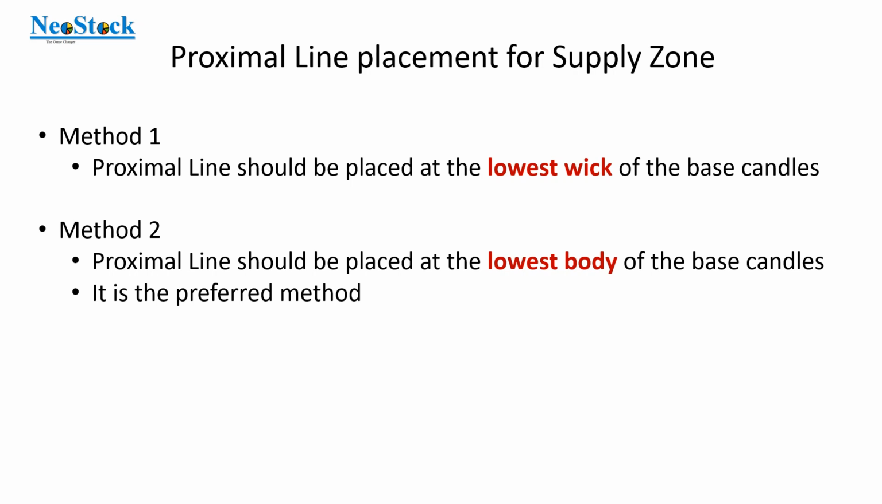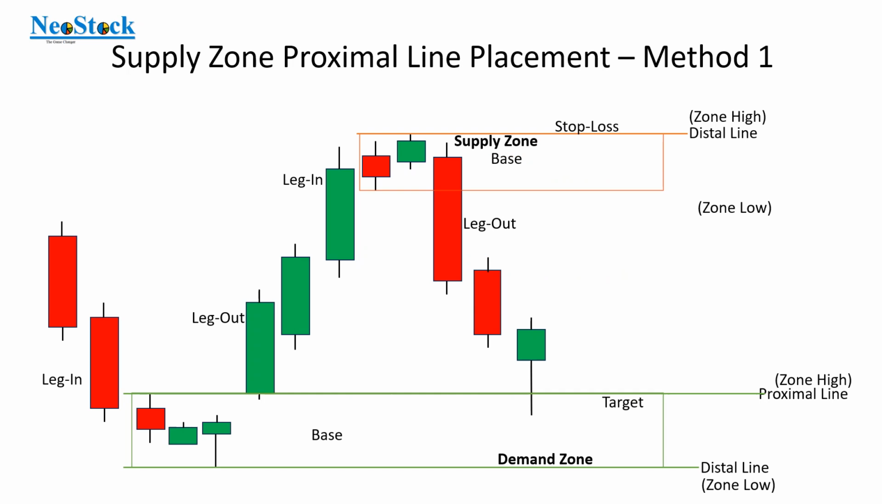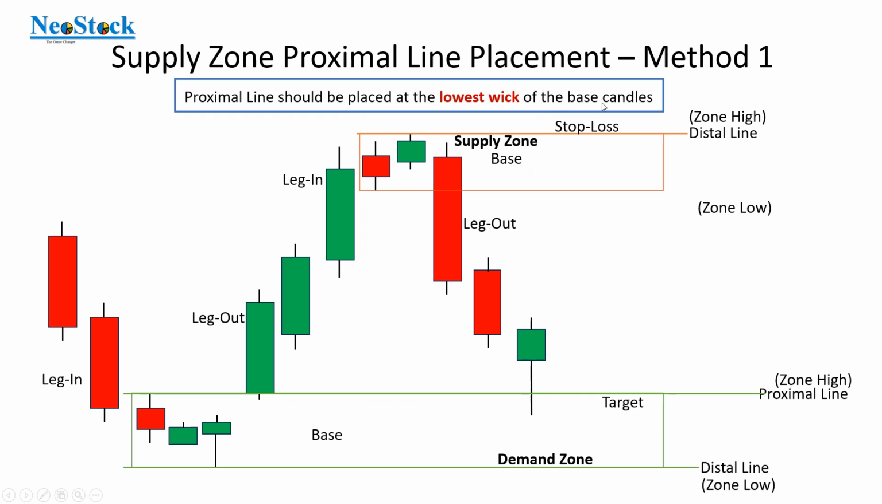And method 3 says the highest body of the base candles. So these are the three methods. Let us look into the charts for all these three scenarios. So what is method 1? The proximal line should be placed at the lowest wick of the base candles. So the first candle has the lowest wick, and that is nothing but the supply zone low. We have already seen this scenario earlier.